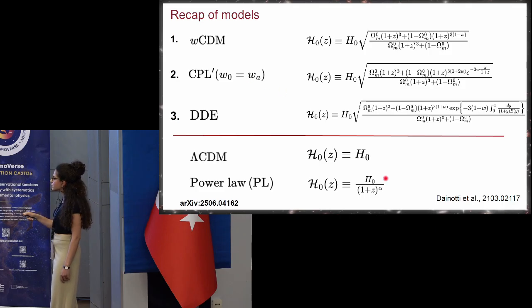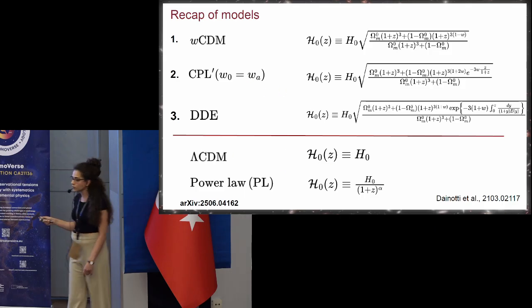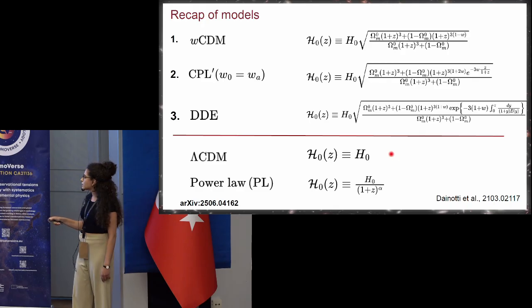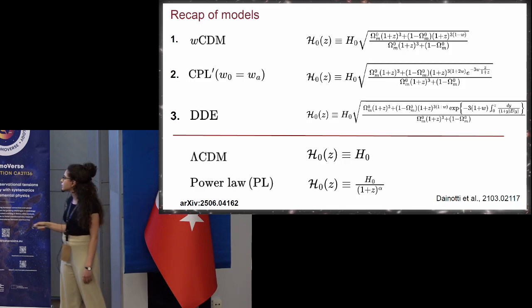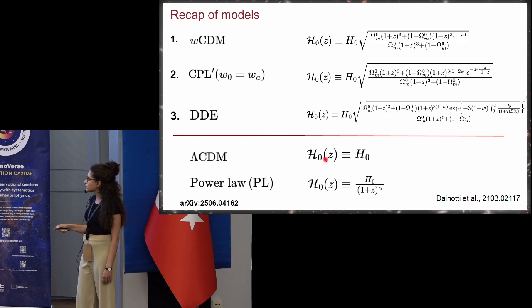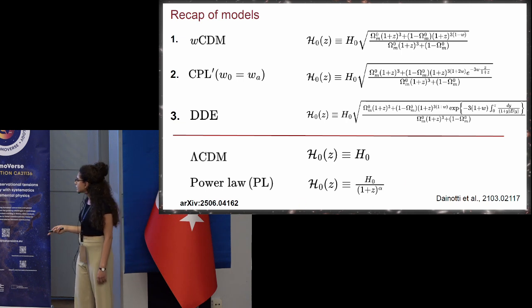The first one is, of course, the Lambda CDM model, and the second one is the power law, a function that was used by Maria Giovanna Dainotti in her works. It is used in astrophysics to see if there is an evolution with the redshift in the function.